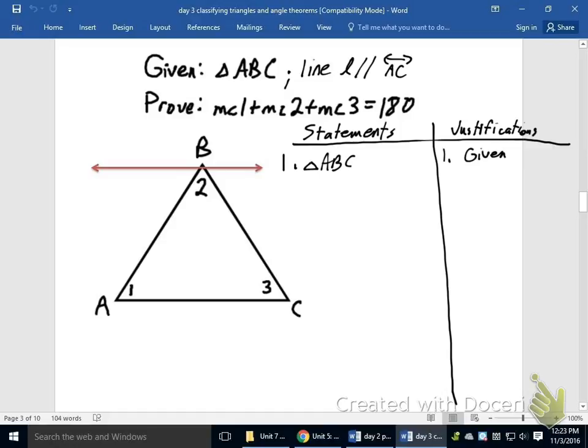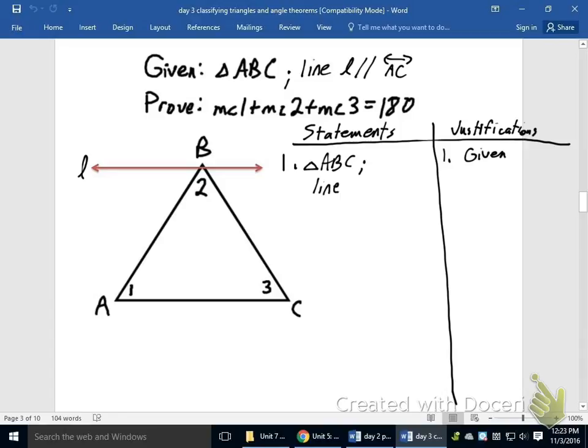So I added in line L right here in red. That's going to be parallel to line AC. So I've not changed the given really. I've just thrown this line in here that will help us in doing this problem. And I'm going to add that in on my given stuff right here.